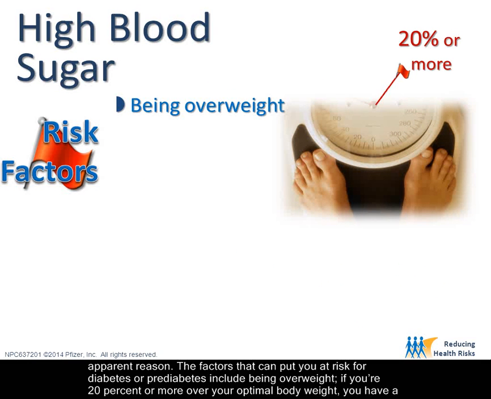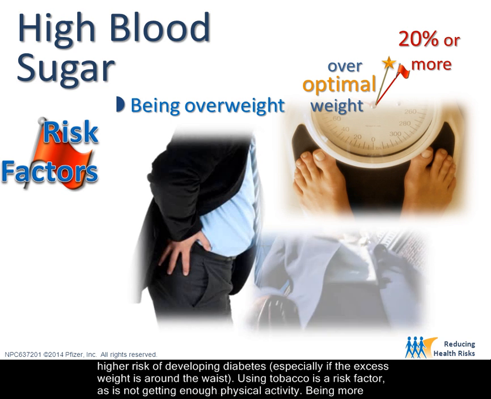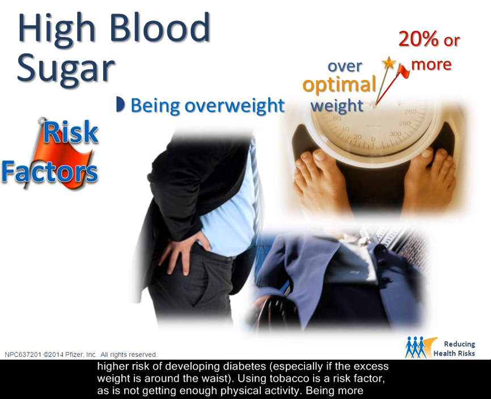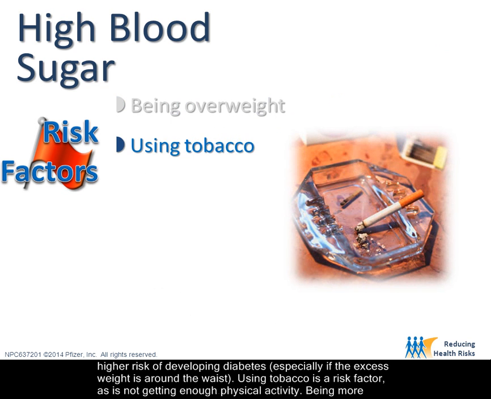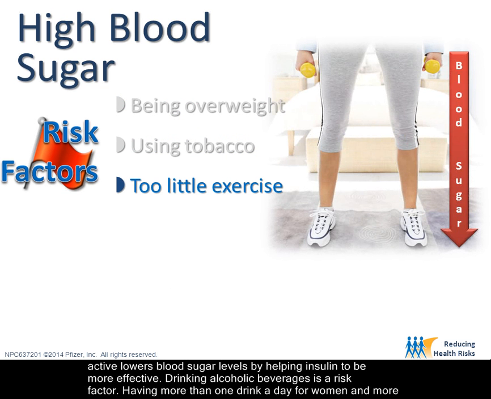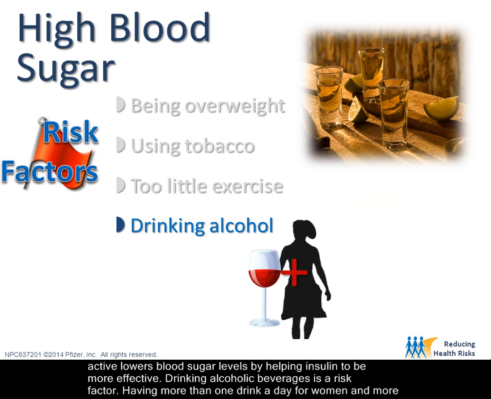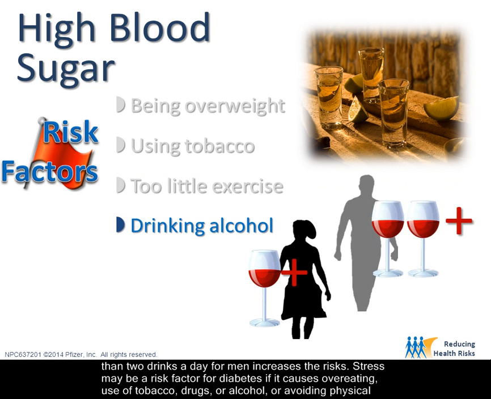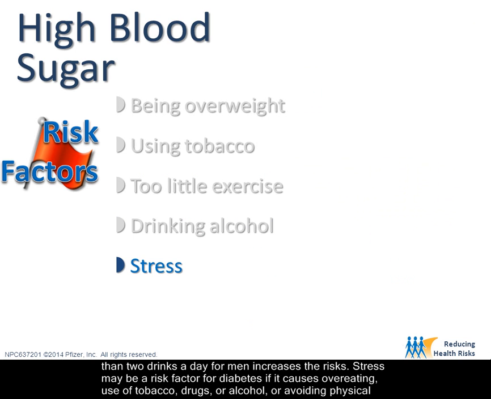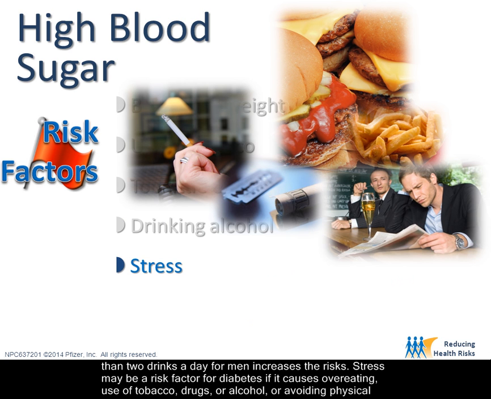If you're 20% or more over your optimal body weight, you have a higher risk of developing diabetes, especially if the excess weight is around the waist. Using tobacco is a risk factor, as is not getting enough physical activity. Being more active lowers blood sugar levels by helping insulin to be more effective. Drinking alcoholic beverages is a risk factor. Having more than 1 drink a day for women and more than 2 drinks a day for men increases the risks.